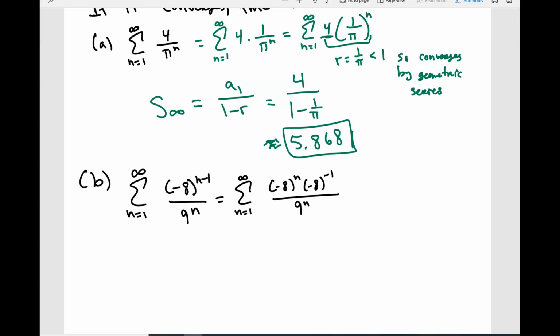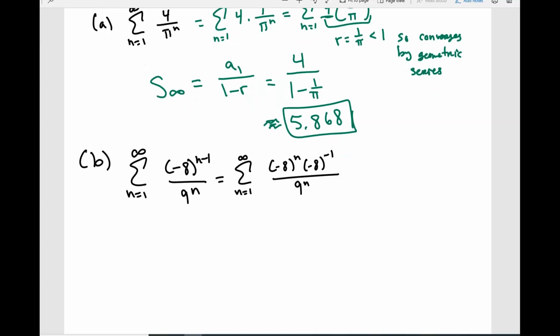Okay, now notice that these guys have both a power of n. So I'm going to write summation from n goes from 1 to infinity of negative 8 over 9 to the power of n. Okay, and then you just have this negative 8 to the power of negative 1.